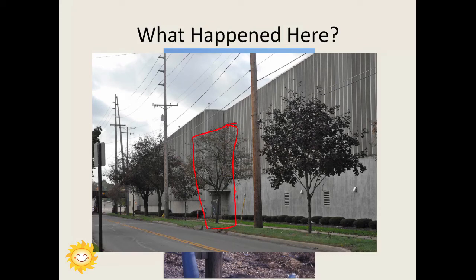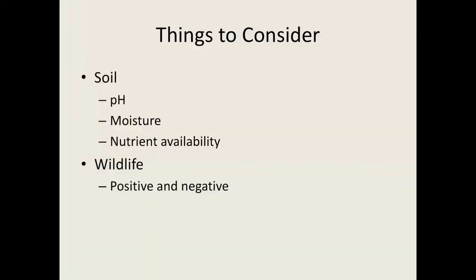But let's continue. Why is this tree doing poorly and this tree doing just fine? They're not that far apart from each other. That's how close these plants can be, and yet the conditions are totally different.